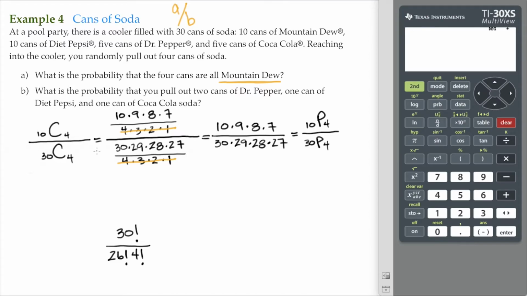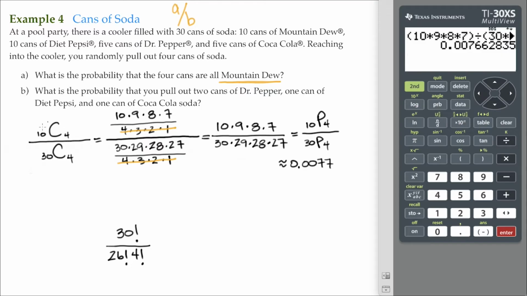Either one of these ways, you could go ahead and click it in your calculator. I'm going to use this way. I'm going to go 10 times 9 times 8 times 7. Then divide that by 30 times 29 times 28 times 27. And you can use your scroll keys to make sure you got it. Can you see it there? Go ahead and hit enter. And that's approximately 0.0077.